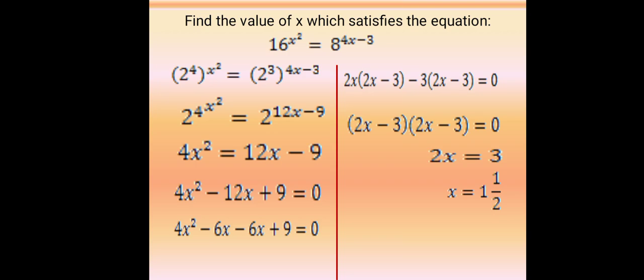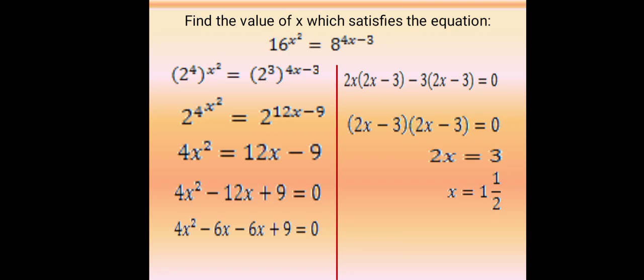Now we can multiply the powers, like 2 raised to the power of 4 multiplied by x squared, we have 2 raised to the power of 4x squared. Now 2 raised to the power of 3 multiplied by 4x minus 3, we have 12x minus 9. So you can see the base is the same, the base is 2. So this means that 4x squared is equal to 12x minus 9.